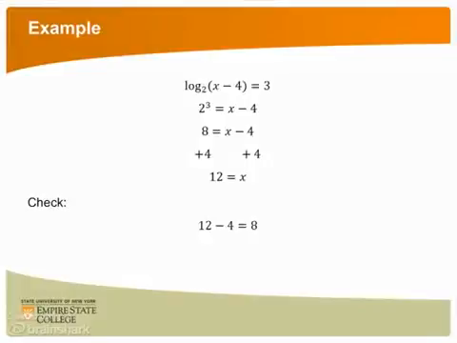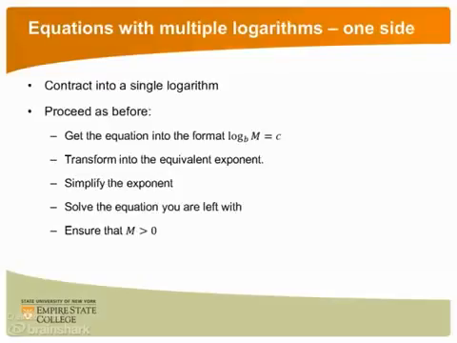We need to check that our original variable expression results in a positive number. Our original variable expression was x minus 4. Since we found x to equal 12, we subtract 4 and get 8. Since 8 is positive, our solution is valid. But what happens if we have multiple logarithms in our equation? What if our equation has multiple logarithms?